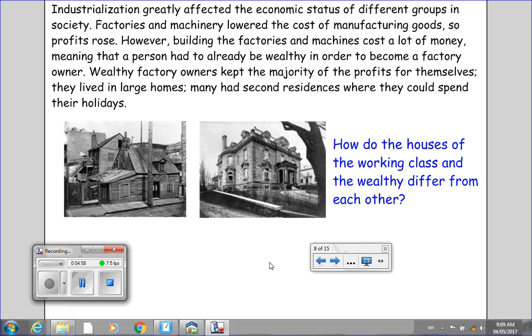Just to do a quick compare and contrast here between the two images that you see. My question is, how do the houses of the working class and the wealthy differ from each other? Put the video on pause so that you can take a closer look at these two images and write down what difference you see between working class houses and houses of the wealthy. Okay, let's move on.